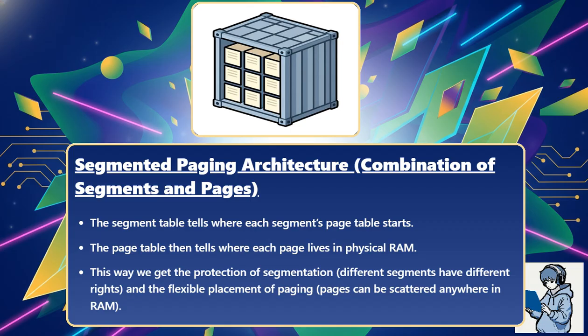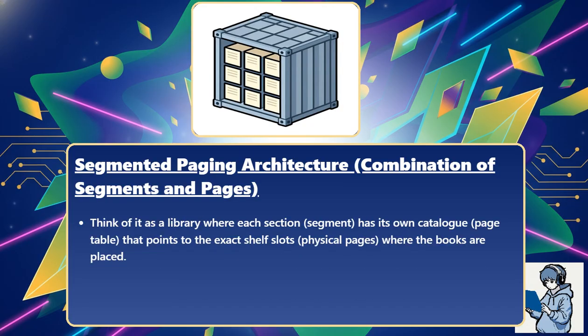This way we get the protection of segmentation, where different segments have different rights, and the flexible placement of paging. Pages can be scattered anywhere in RAM. Think of it as a library where each section, or segment, has its own catalog, the page table, that points to the exact shelf slots, the physical pages, where the books are placed.